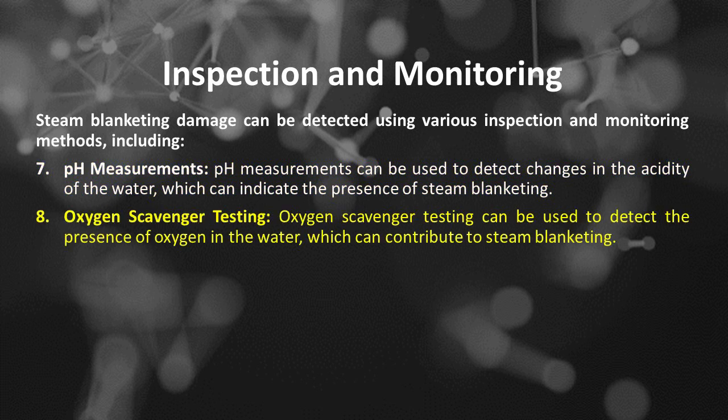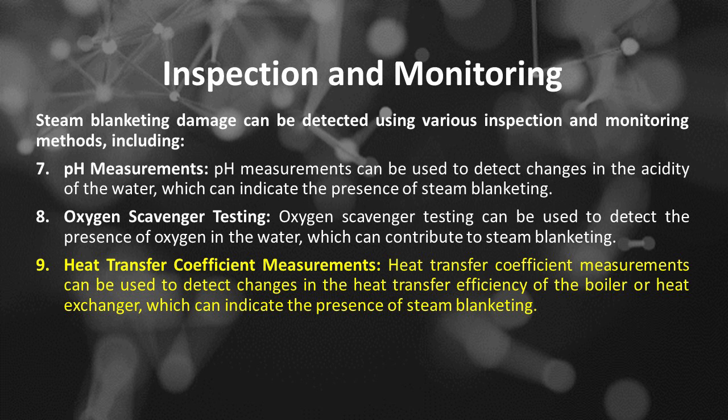Number 8 is oxygen scavenger testing. Oxygen scavenger testing can be used to detect the presence of oxygen in the water, which can contribute to steam blanketing. Number 9 is heat transfer coefficient measurements. Heat transfer coefficient measurements can be used to detect changes in the heat transfer efficiency of the boiler or heat exchanger, which can indicate the presence of steam blanketing.